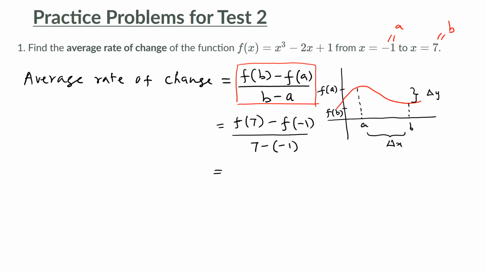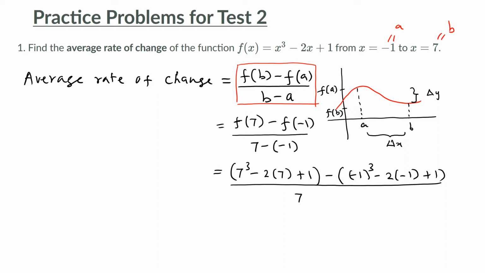We're going to plug in 7 wherever you see x, so that means 7 cubed minus 2 times 7 plus 1, that's the first one, and we can put a parenthesis around it, and minus the second one, which is at -1. You have to be careful. So this is (-1) cubed, and then minus 2 times -1, and then plus 1, divided by, you can see 7 minus negative becomes +1. That's what you get.